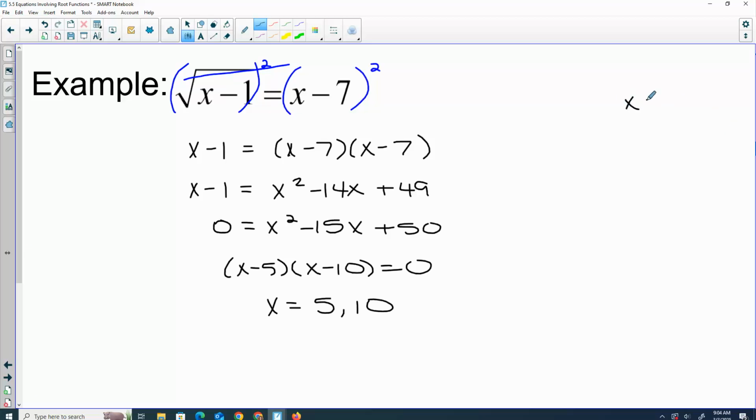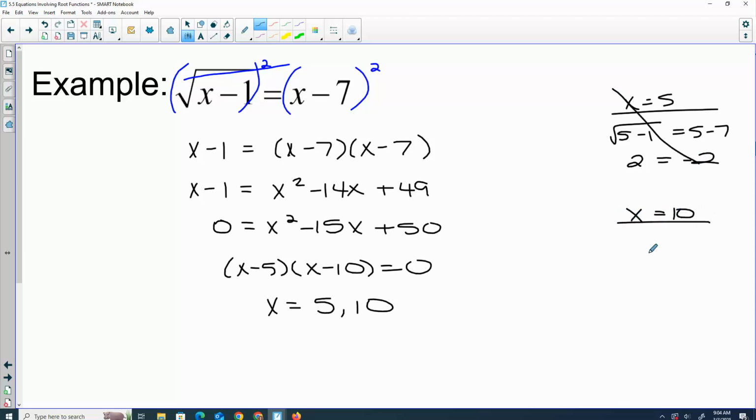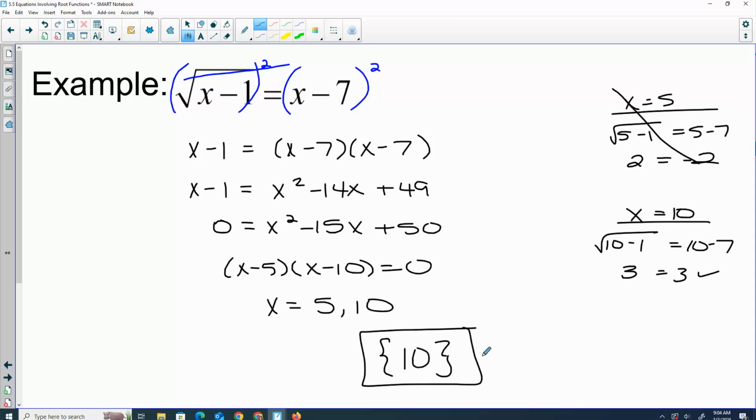Check it. If you plug in a 5, 5 minus 1 is 4, square root of 4 is 2, but 5 minus 7 is negative 2. So does the 5 work? No, 2 is not equal to negative 2. We put in a 10. So we get square root of 9, which is 3, equals 3. So 10 works. So my only solution here is 10. It's possible that they both will work. It's possible that neither one will. So you do have to check all of your answers.